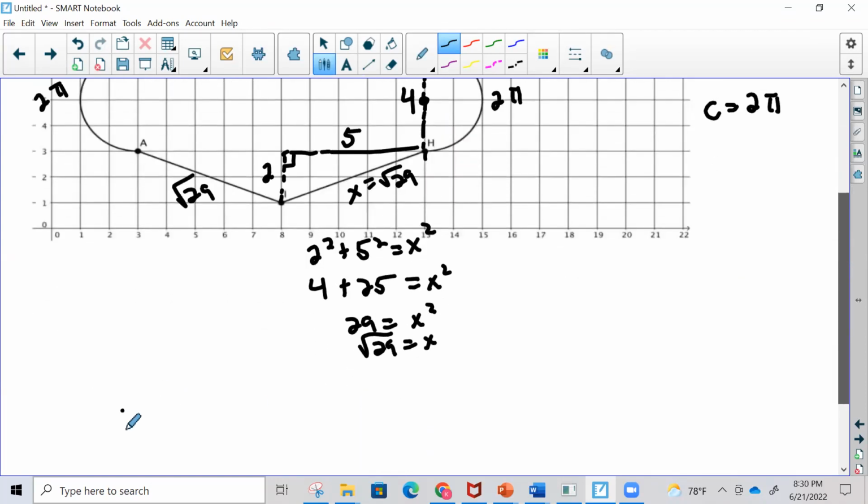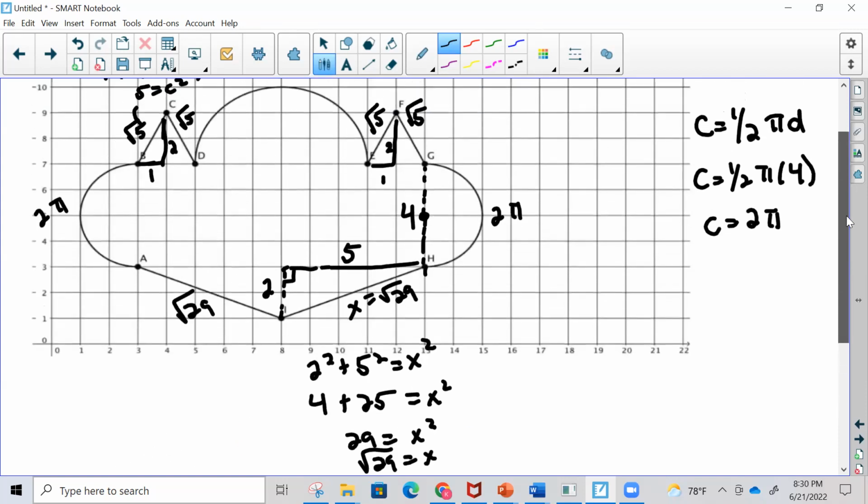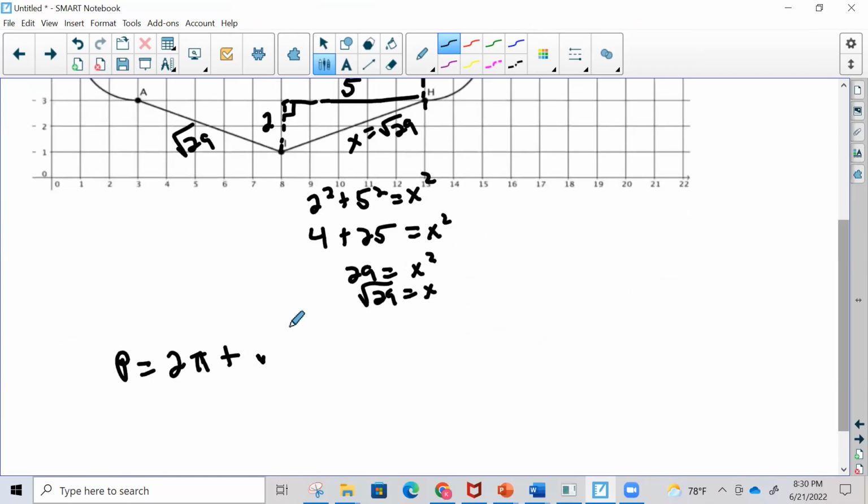So then when we find the perimeter, we add all those distances together. So we would do like 2 pi plus, I'm going to work my way around. So I have square root of 5, square root of 5. I didn't do one part.